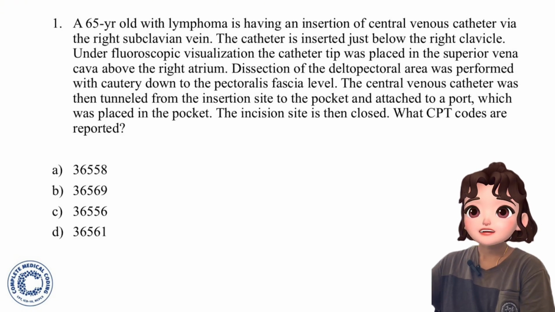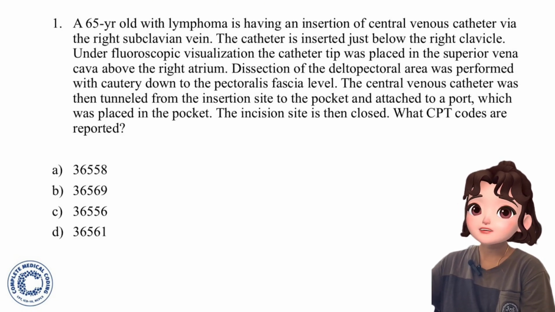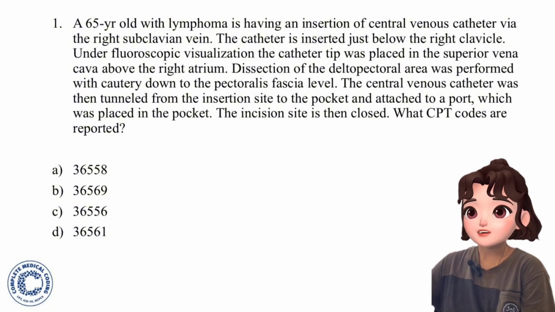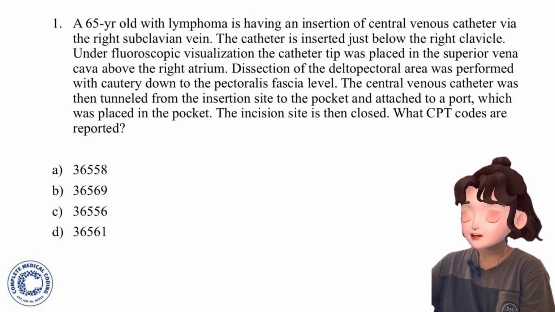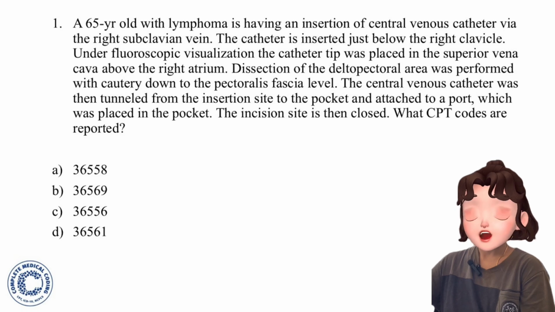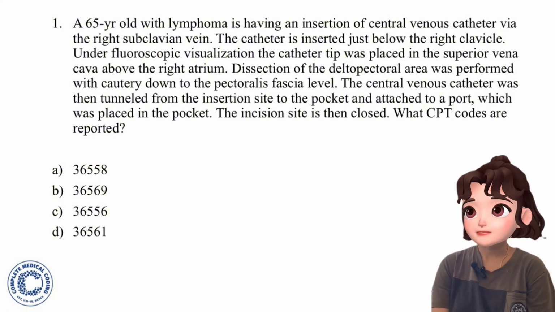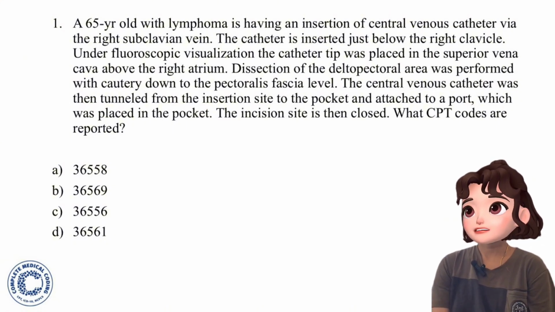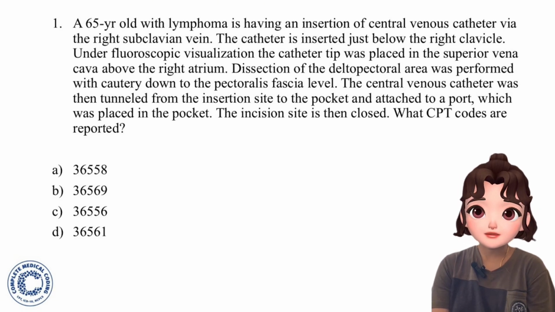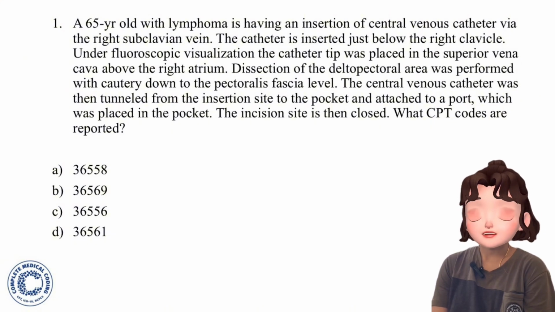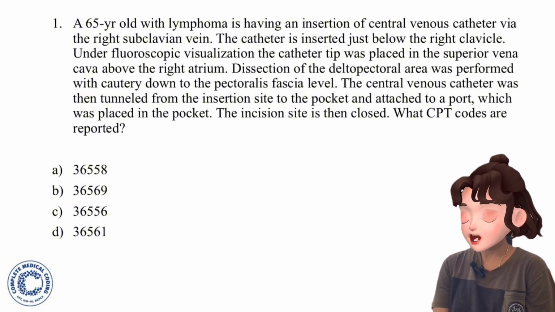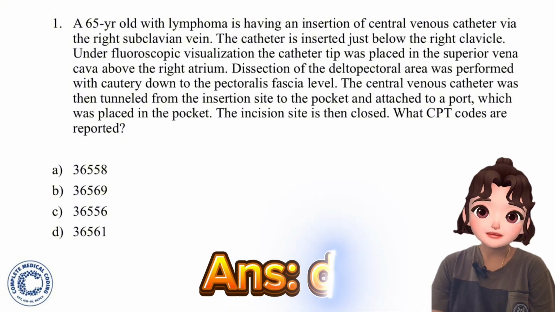And what is option D? 36561. Since we know that the first three codes are wrong, obviously your answer will be option D. Still, let's look at what it is. Don't blindly answer it, you always have to check. So what is 36561? Insertion of tunneled centrally inserted central venous access device with subcutaneous port, age 5 years or older. Yes, we have a port. See, in the second last line, the central venous catheter was tunneled from the insertion site to the pocket and attached to a port which was placed in a pocket. So the port is there. With subcutaneous port, age 5 years or older. So the answer will be option D, 36561. All right.